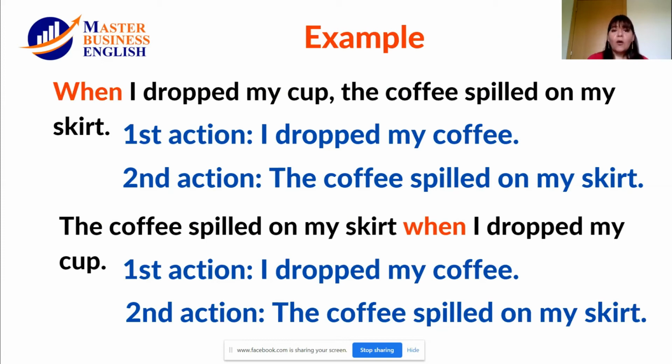Another way. The coffee spilled on my skirt when I dropped my cup. The first action, I dropped my cup. The second action, the coffee spilled on my skirt. But it doesn't matter, because next to when we locate the first action. So the coffee spilled on my skirt when I dropped my cup. Good. Here we have when in the middle.